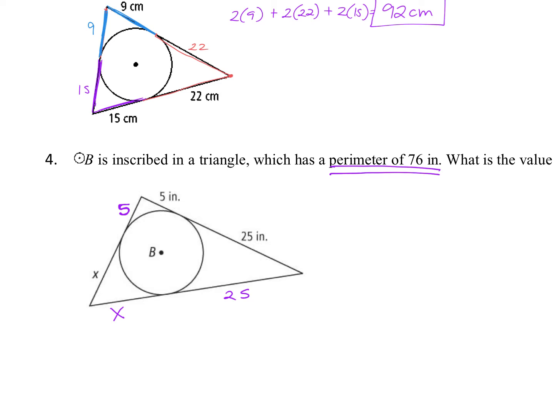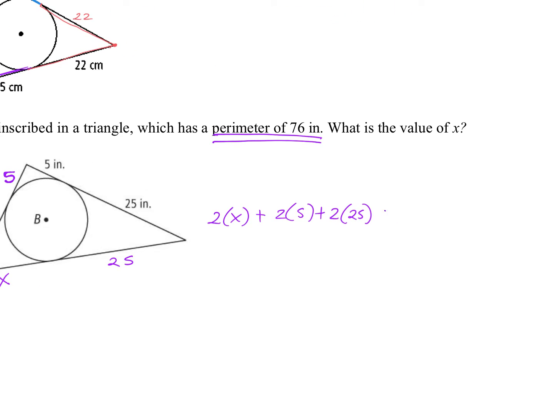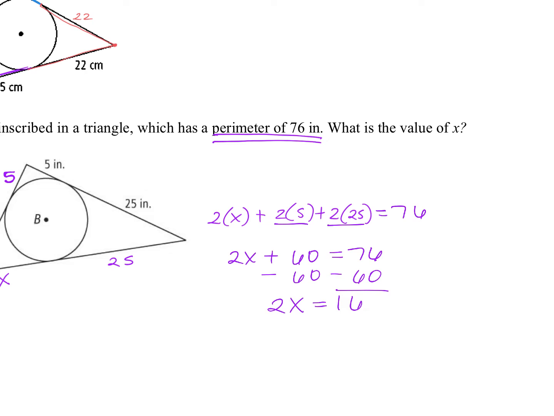Right, so your perimeter right now is the 2 x's plus the 2 5s plus the 2 25s, and we know what that should equal. That should equal 76. So 2x plus 10 plus 50 is 60. So we're going to take away that 60, and you get 2x equals 16, and then divide by 2. So x would have to be 8 inches.